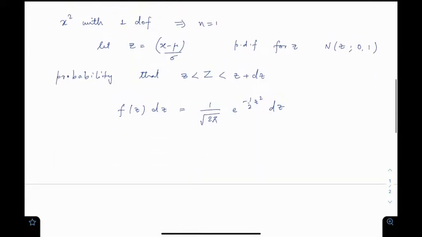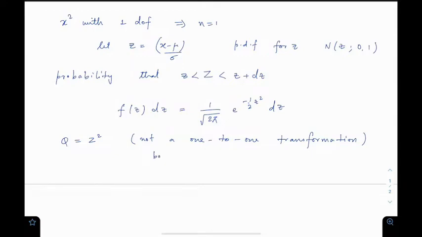Now let's define q as z square. And notice this is not a one-to-one transformation. This is because both plus and minus z map to q under this transformation.